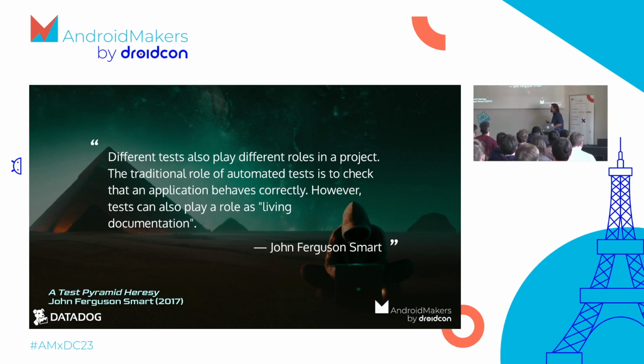And then he goes on explaining that there are 3 different types of tests: tests that discover, tests that demonstrate, and tests that describe. And basically, on every level of the test pyramid, we can have all the 3 types of tests.